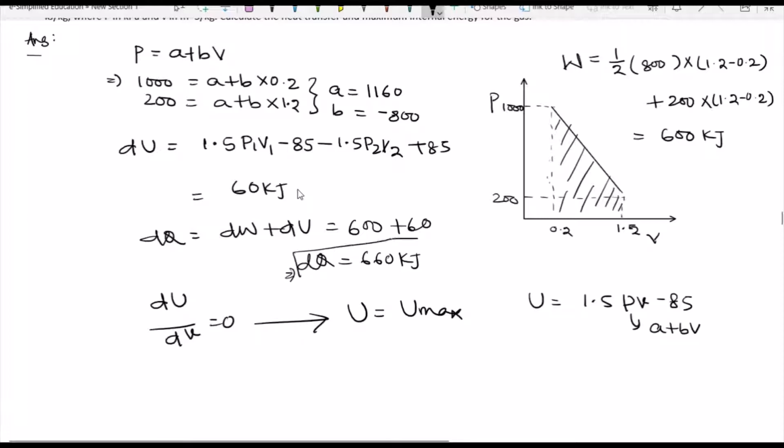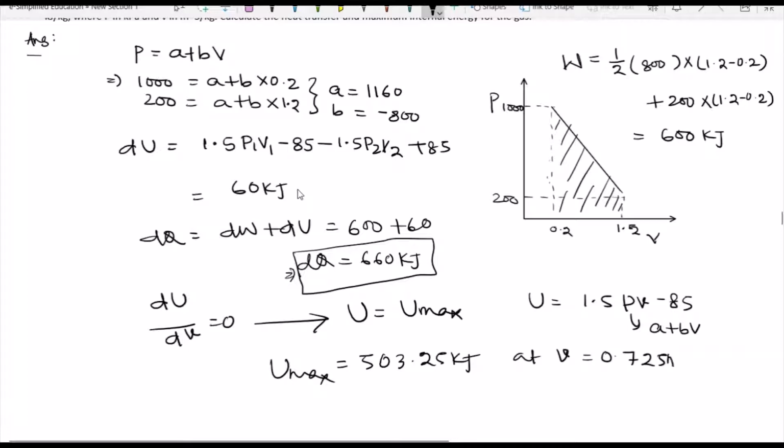I have calculated the first part, that is the net heat transfer. You calculate the maximum internal energy. I am giving the answer: u max equal to 503.25 kilojoule at a volume of 0.725 meter cube. This is the volume, not specific volume, at 0.725 meter cube. This is the answer. You calculate it and tell me in the comments what values you are getting.